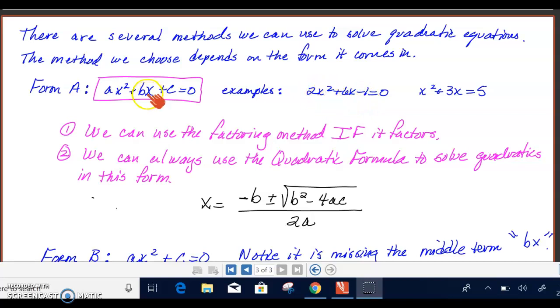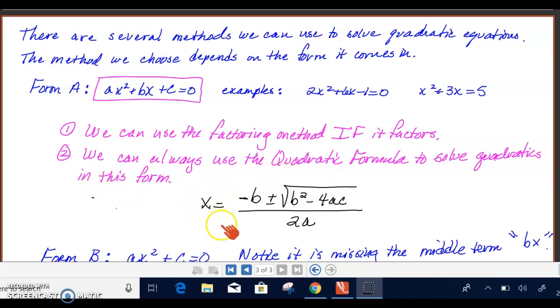So when you've got a quadratic in this standard form, you have two choices for your solution. You can either factor it if the problem factors. So you've got to play around with factoring, but factoring will work if the problem factors. If the problem doesn't factor, or even if it does factor, you can always use the quadratic formula to solve quadratic equations in this form.